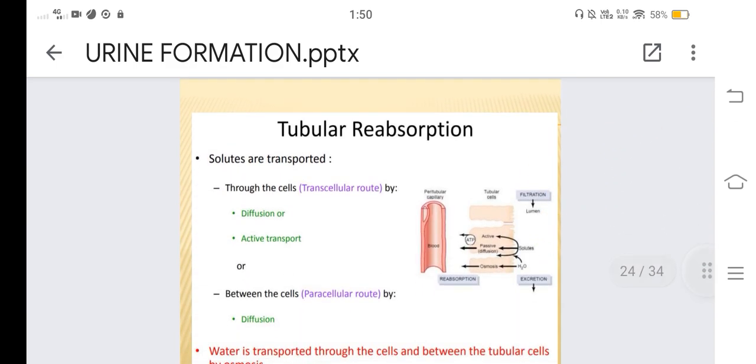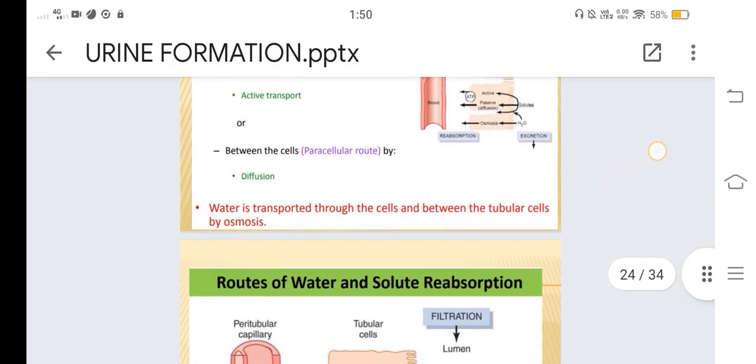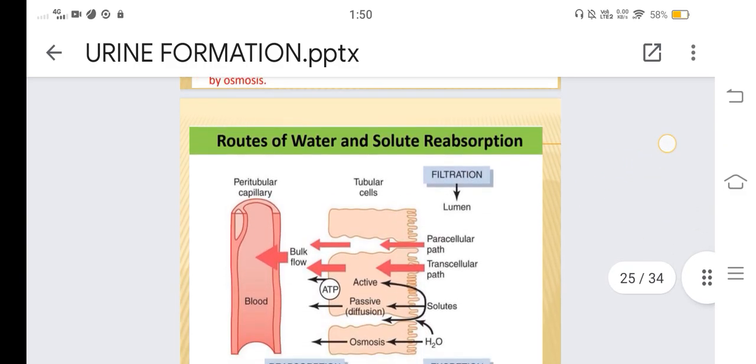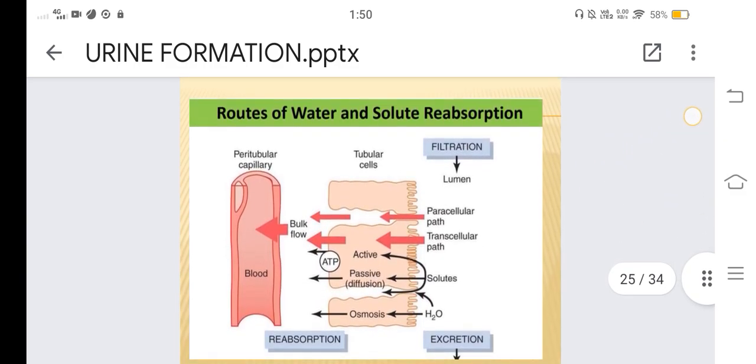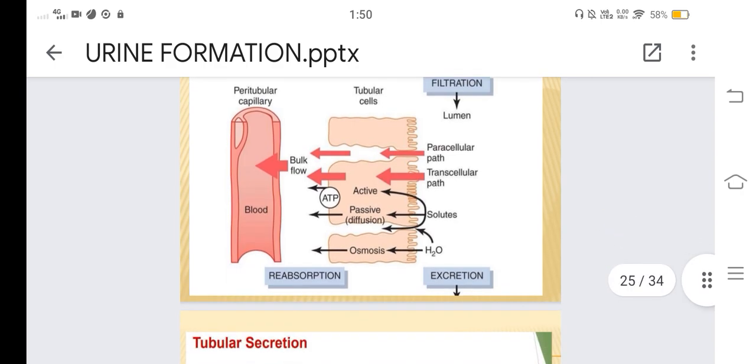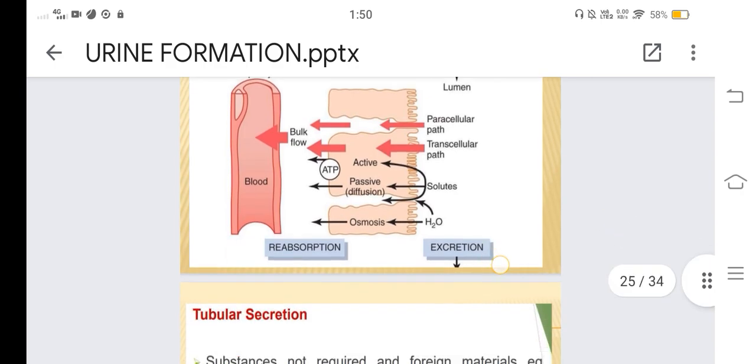Then tubular reabsorption. Solutes are transported through the cells, the intracellular route, by diffusion or active transport, or between the cells, the paracellular route, by diffusion. Water is reabsorbed through the cells and between the tubular cells by osmosis. Then route of water and solute reabsorption: filtration, lumen, excretion, reabsorption, peritubular capillary region, blood, paracellular path, transcellular path, solutes, passive diffusion process, active transport, bulk flow, osmosis, etc. can be seen.